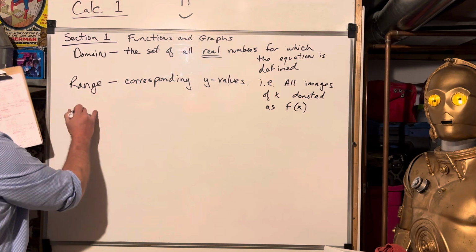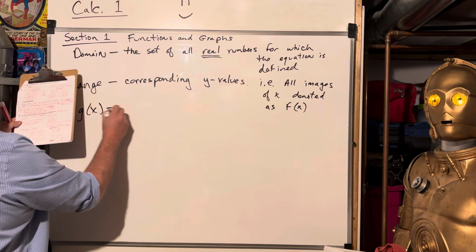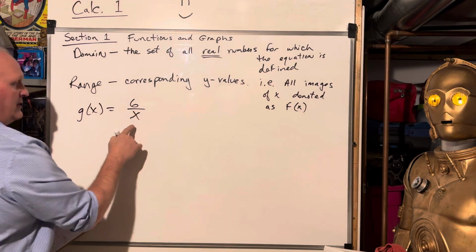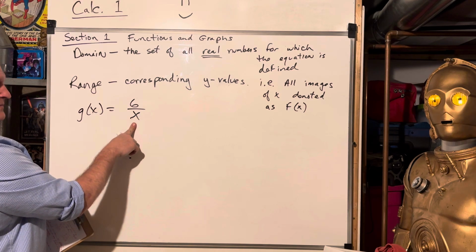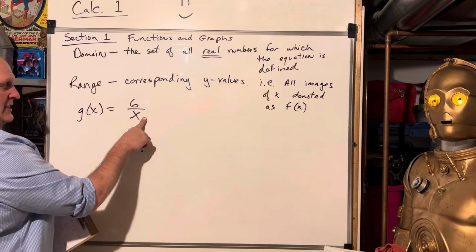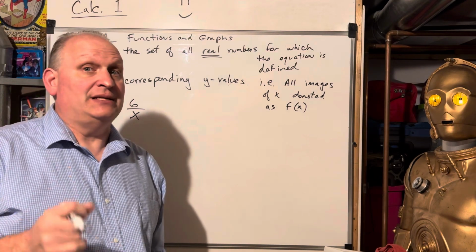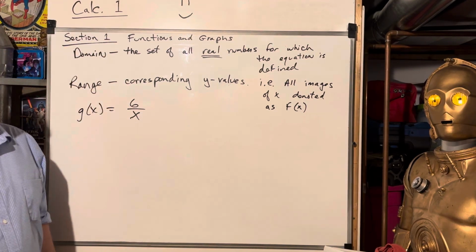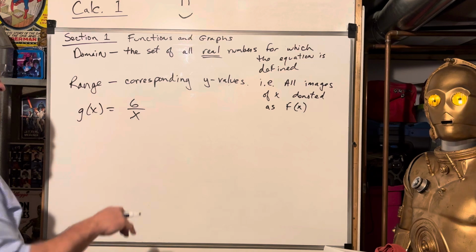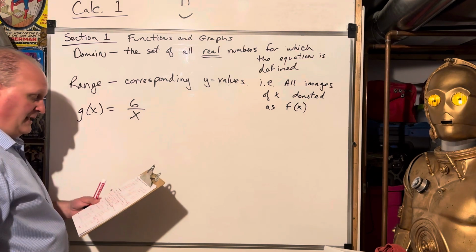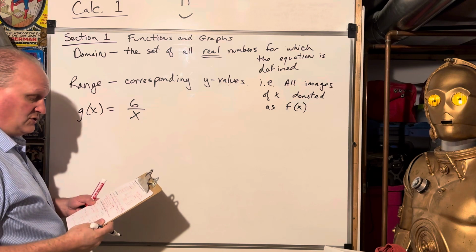Remember here, let's jump into g of x is equal to 6 over x. All right, so this would have a limitation on it because you have a variable in the denominator. And remember, it's undefined if you try to divide by 0. You can never divide by 0, ever. So I have to solve this for 0 to find my restrictions, my domain restrictions.